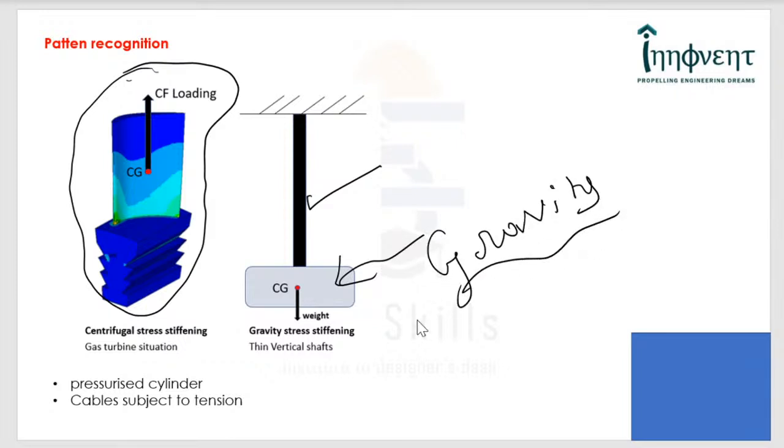This can also occur in pressurized cylinders. It can also occur in cables and strings which are subjected to tensile loading. So therefore, we looked at discontinuity stress pattern recognition. Here we are looking at stress stiffening.